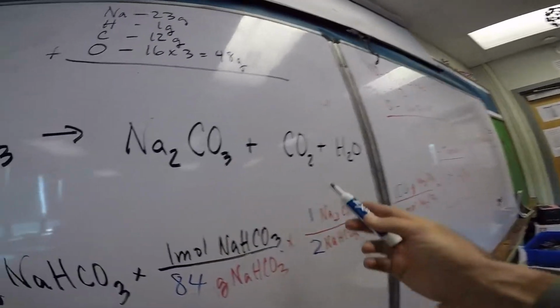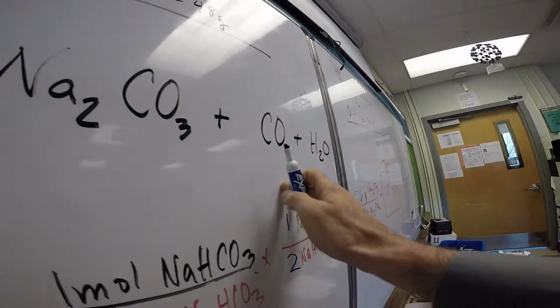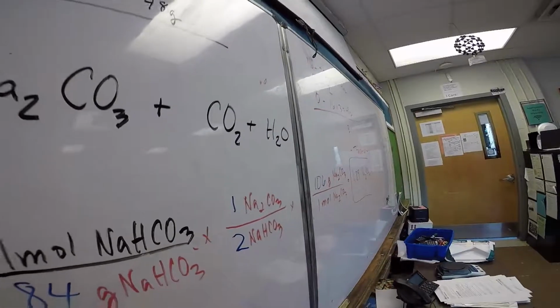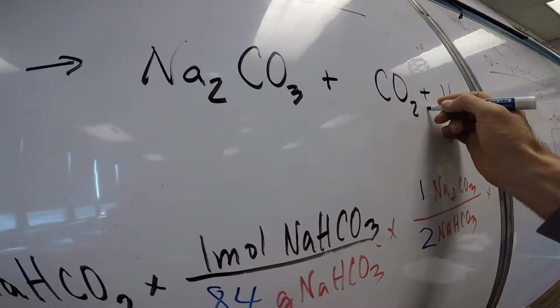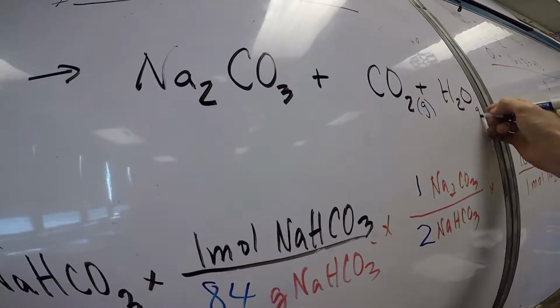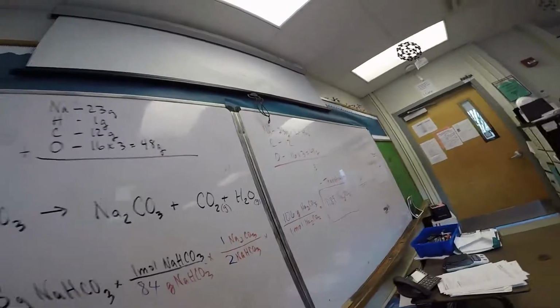If you notice here, this is going to be burned off. The carbon dioxide and the water, these are both gases. Put a little G there so you see what's happening. You're losing mass into the atmosphere.